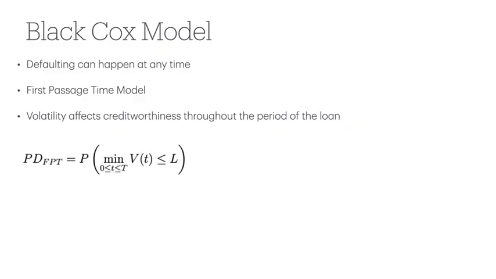This path dependency is exactly why the strong convergence of the Milstein scheme is so vital. In a barrier model, if our simulated trajectories are noisy, we risk missing a barrier breach between time steps, leading to a systematic underestimation of the probability of default. We can correctly say that volatility affects creditworthiness throughout the period of a loan, which the Merton model does not account for.